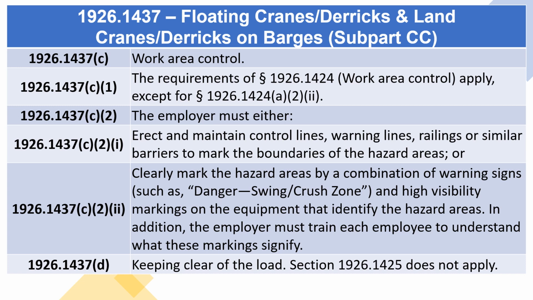1926.1437(c)(1). The requirements of section 1926.1424, work area control, apply, except for section 1926.1424(a)(2)(ii). 1926.1437(c)(2). The employer must either (i) through (c)(2)(ii), erect and maintain control lines, warning lines, railings or similar barriers to mark the boundaries of the hazard areas, or clearly mark the hazard areas by a combination of warning signs, such as danger, swing/crush zone, and high visibility markings on the equipment that identify the hazard areas. In addition, the employer must train each employee to understand what these markings signify.